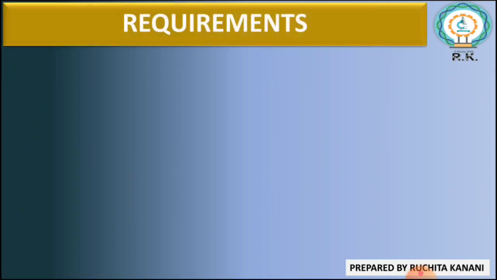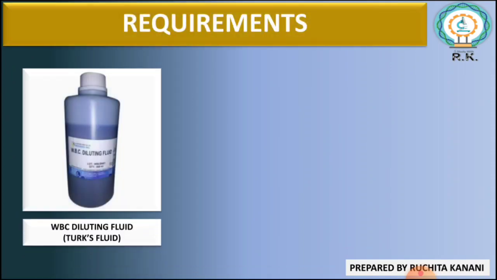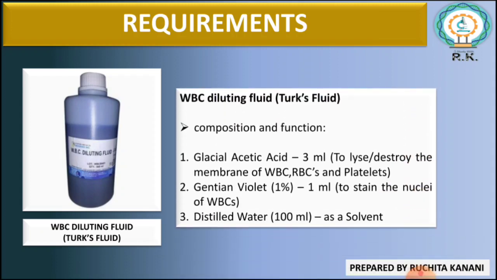Let's see the composition and function of WBC diluting fluid or Turk's fluid. It contains glacial acetic acid 3 ml which lyses or destroys the membrane of RBC and platelets. Then gentian violet 1%, 1 ml, which stains the nuclei of WBC. Then distilled water 100 ml acts as a solvent.